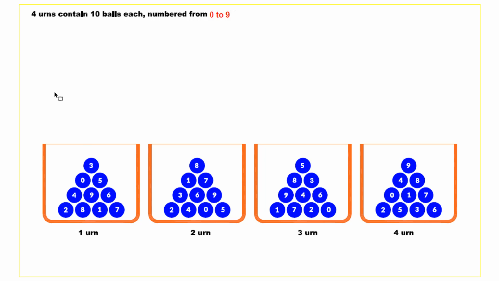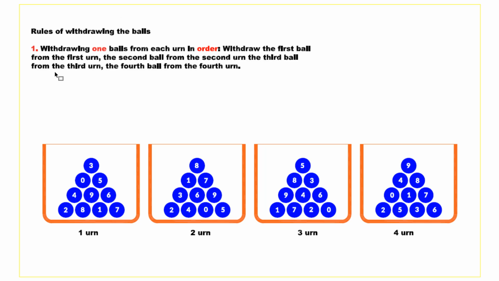And we are going to withdraw according to the following rules. The first one, we are withdrawing only 1 ball from each urn. And the second rule, we are withdrawing these balls in order and we are writing their names also in order. So let's start.